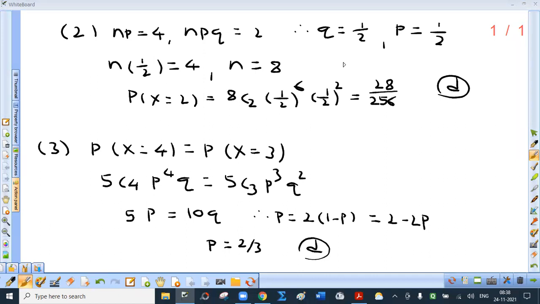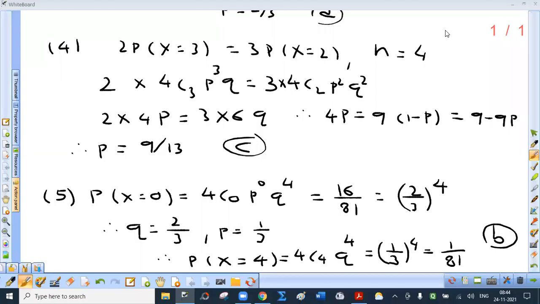And for the second, D, Delhi. Fourth is similar to third, n equal to 4. Twice P of X equal to 3 is thrice P of X equal to 2. Then P equal to. Substitute. So you get 4P equal to 9Q. But Q is 1 minus P. So that gives me P equal to 9 upon 13. Correct option is C, Calcutta.